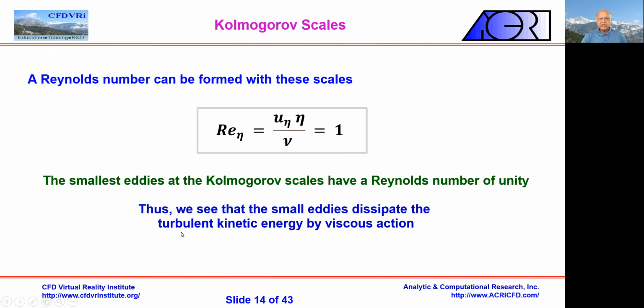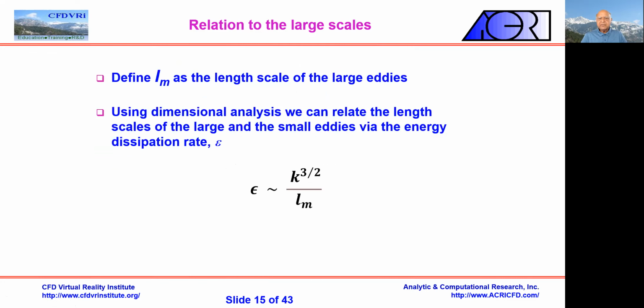Okay. So if we do that, we'll find that the Reynolds number at the Kolmogorov scale is unity. That's what's implied by all this. So the smallest eddies at the Kolmogorov scale have this Reynolds number, and these are the ones that dissipate through viscous action. Now, when we come to large scale, there is a length that defines the large scale eddies. Of course, different eddies would have different scales. So different L scales, and Rotta did a lot of work on this.